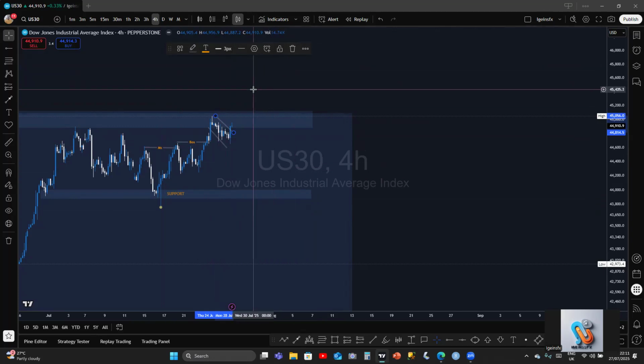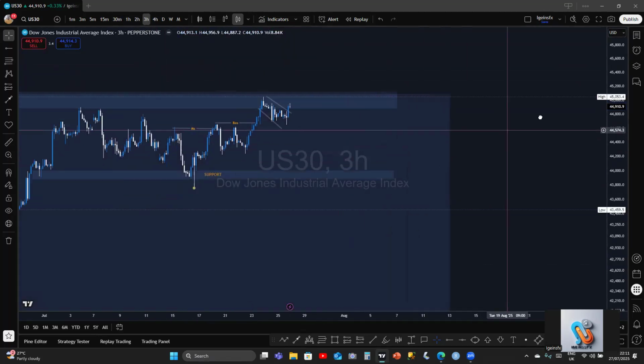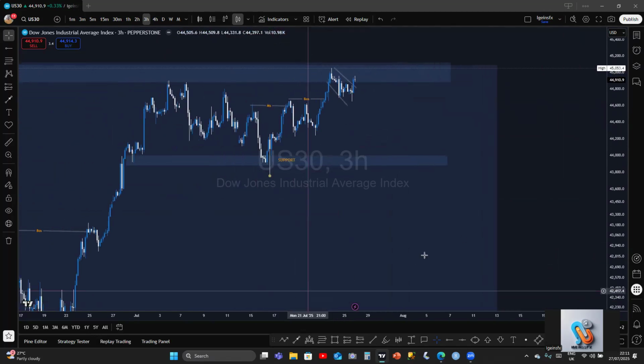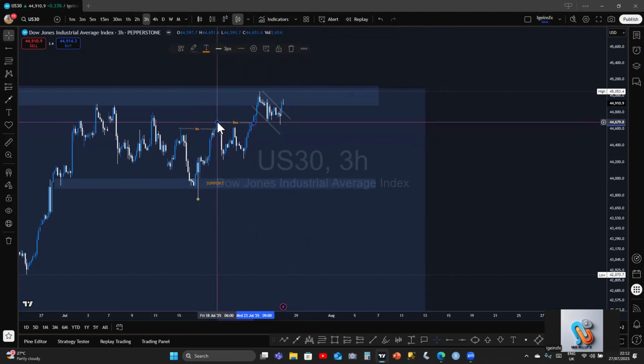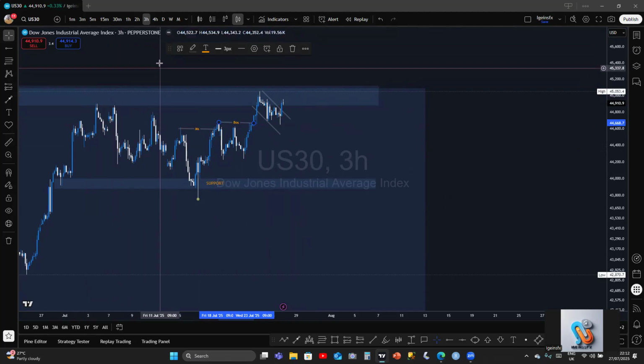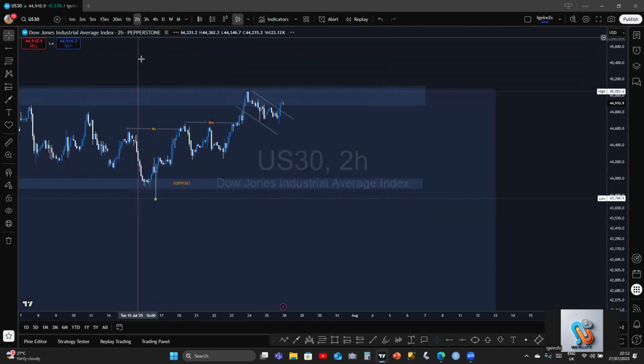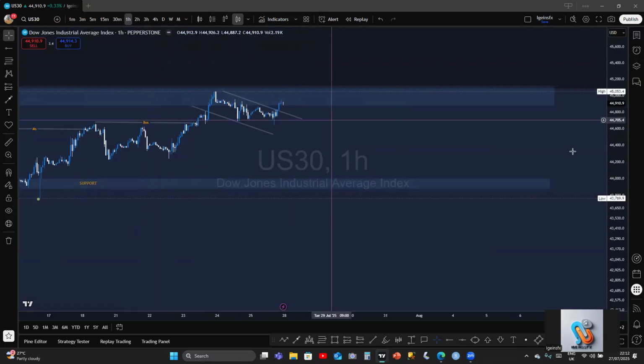What is this, guys? If you scale down to 3 minutes, to 3 hours, you will start seeing it more clearly. After this last break of structure, you see price touched this resistance level, then it's giving us a falling wedge. Oh man. You see? Go to 1 hour, you cannot see it.